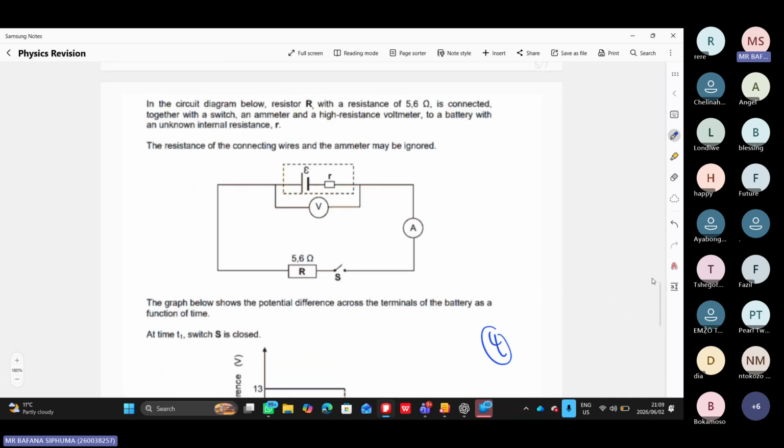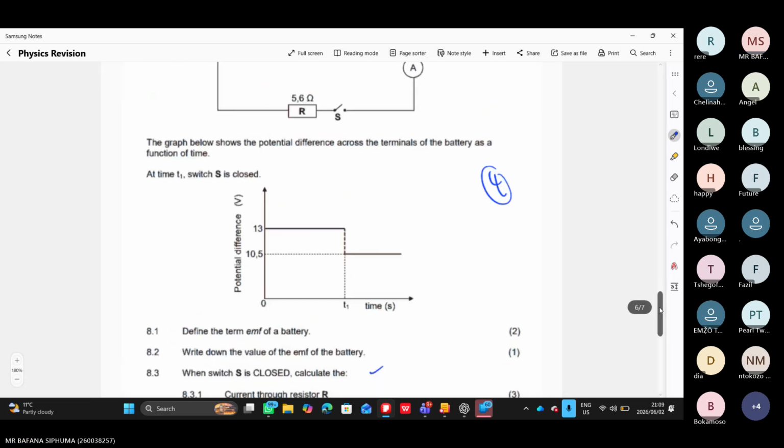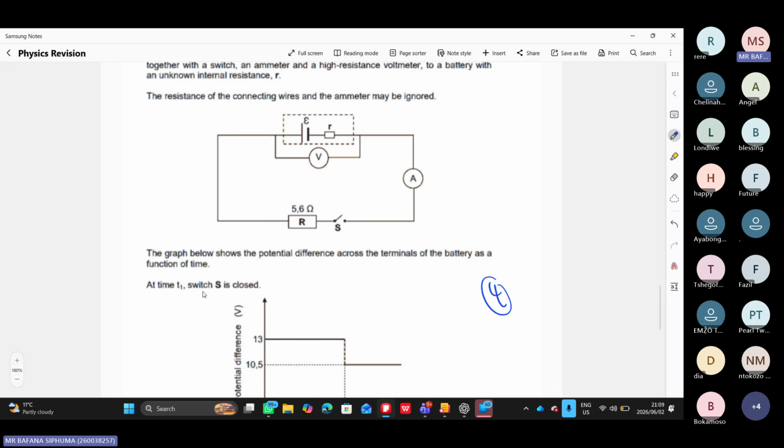So they're saying in the circuit diagram below, the resistance R with resistance of 5.6 is connected together with a switch, an ammeter, and a high resistance voltmeter to a battery of unknown internal resistance. We don't know the internal resistance. Then they're saying resistance of the wires can be ignored. It's fine. Then they give us a graph.